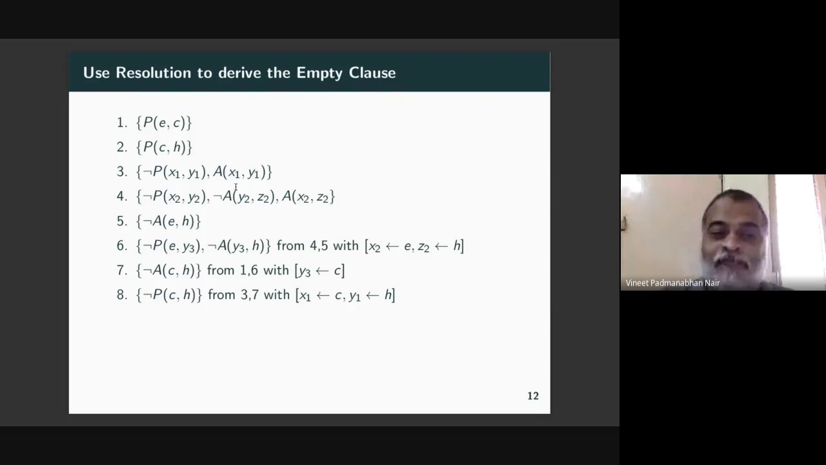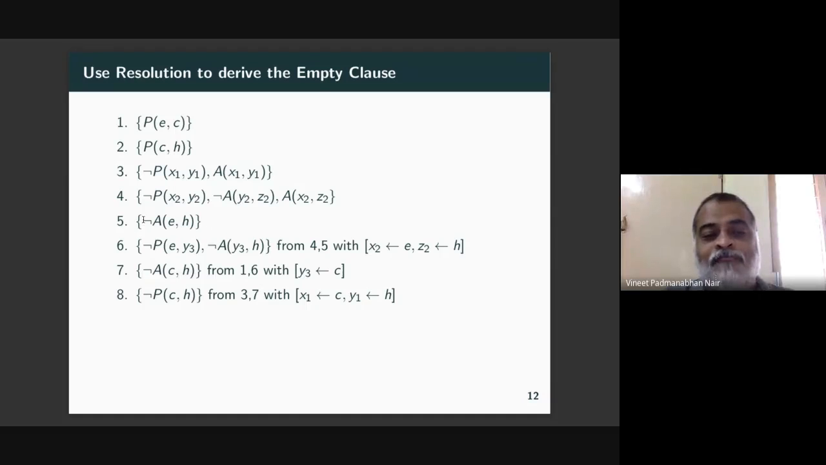I am putting not P C H from 3 and 7. So 3 has a positive A, 7 has a negative A. Positive and negative get cancelled. C is passed to x1, H is passed to y1. So you get not P C H.